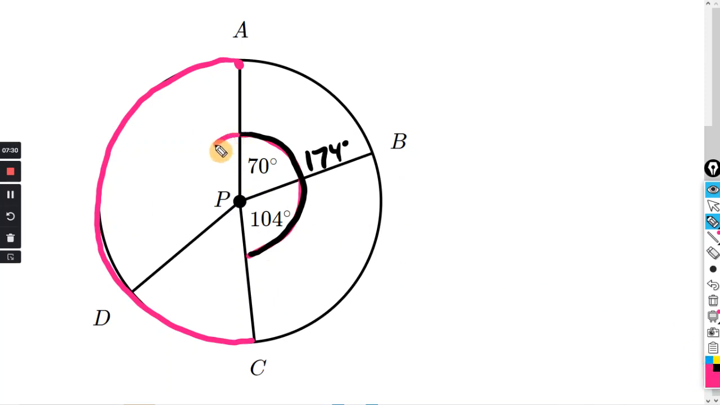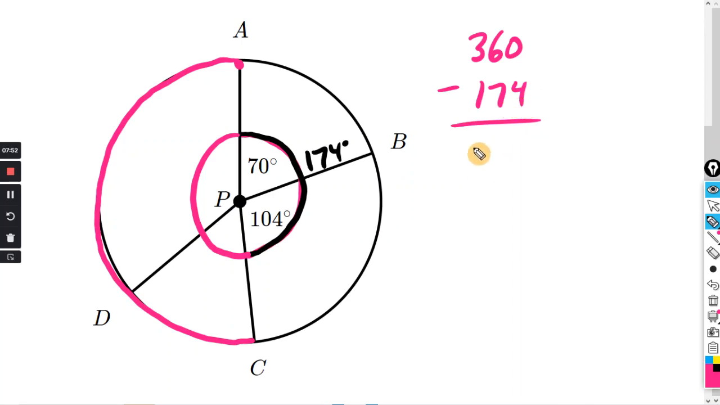So if we do this portion right here, we can just subtract this from 360 to get this right here. All right. So 360 minus 174. Let's see, that's going to be 26 plus 160. I believe that's 186. Let me see. 10 minus 4 is 6. 15 minus 7 is 8. And then 2 minus 1. Yes, 186 is this portion right here.